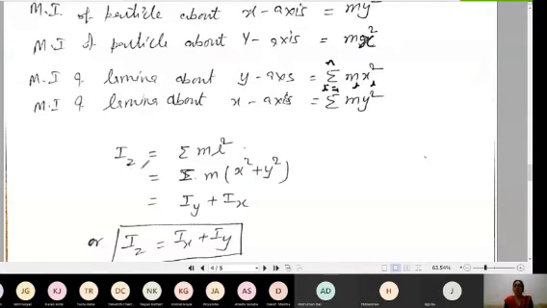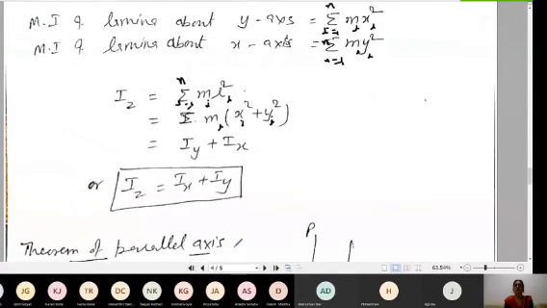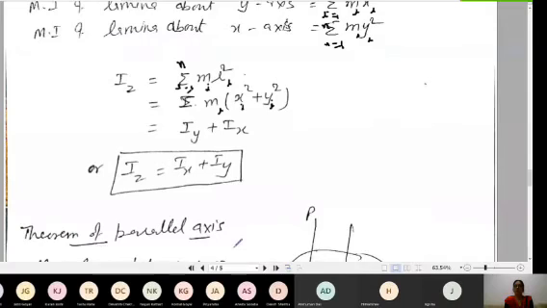If I am taking the moment of inertia about the z-axis, then the perpendicular distance will be given by r. So the moment of inertia will be equal to the summation of mi ri². So this summation of mi xi² is equal to Iy, and the summation of mi yi² is equal to Ix. So I will get Iz equals Ix plus Iy. This is the theorem of perpendicular axis.